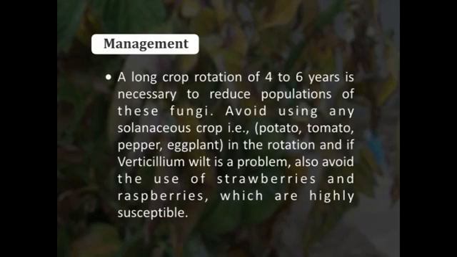A long crop rotation of 4 to 6 years is necessary to reduce the population of this fungus. Avoid using any solanaceous crop, that is potato, tomato, pepper, eggplant, in the rotation, and if Verticillium wilt is a problem, also avoid the use of strawberries and raspberries, which are highly susceptible.